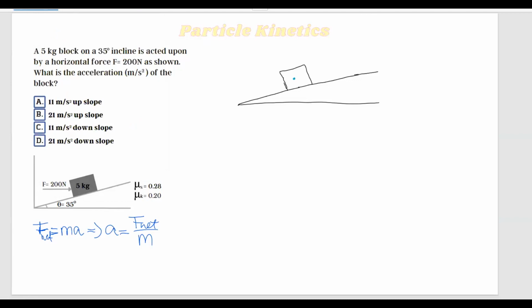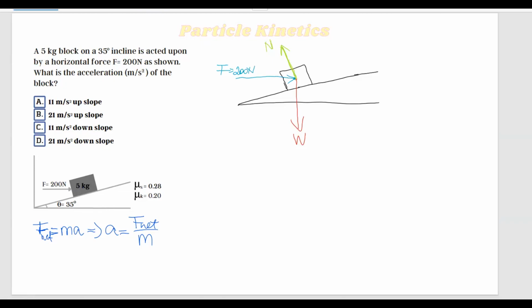This is the force F, which is 200 newtons. Then we have the weight. This block has a weight. Now, also there is the normal force, which acts perpendicular to the block and pulling up. This is the normal force.